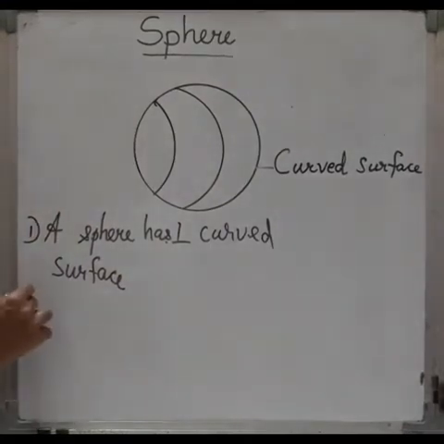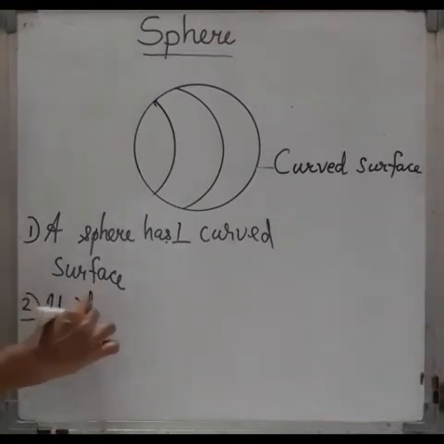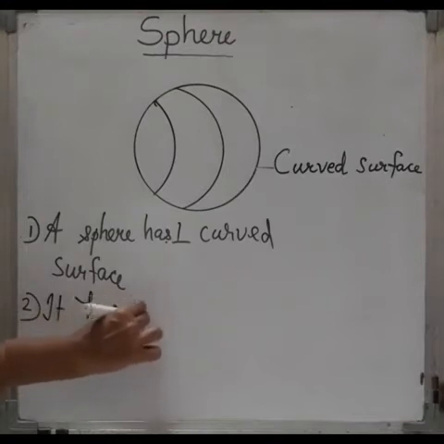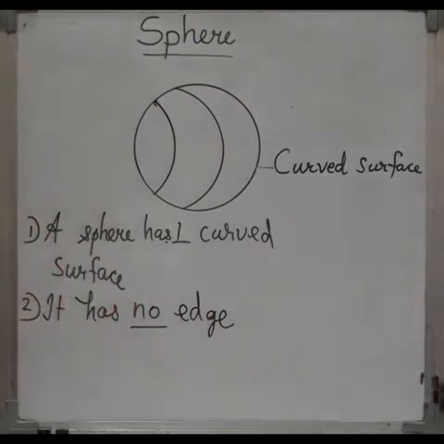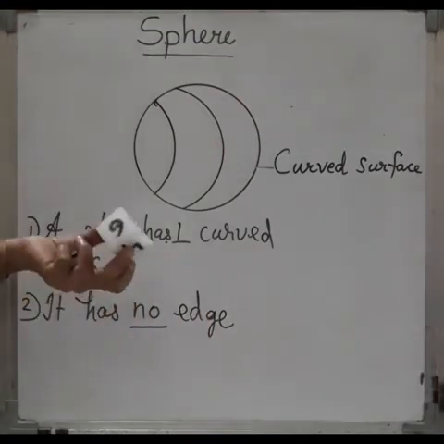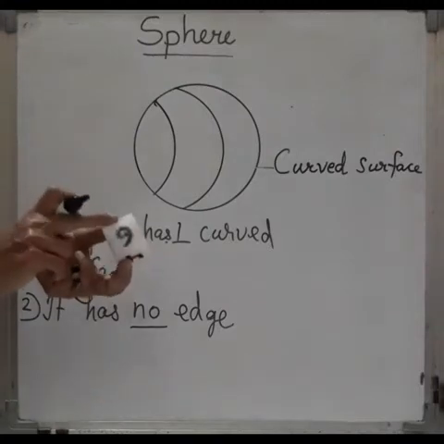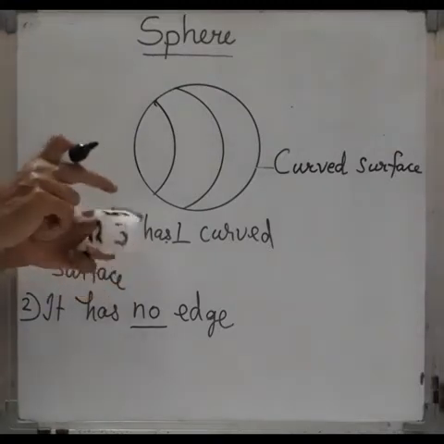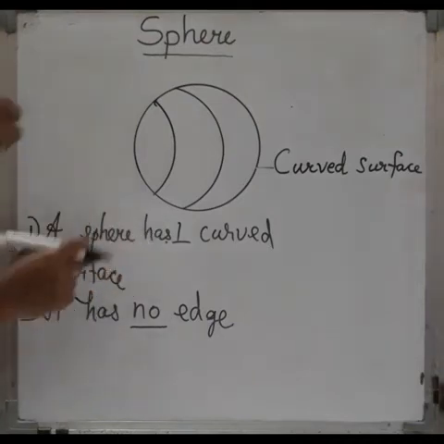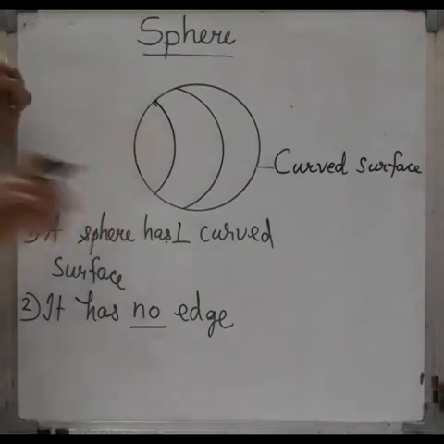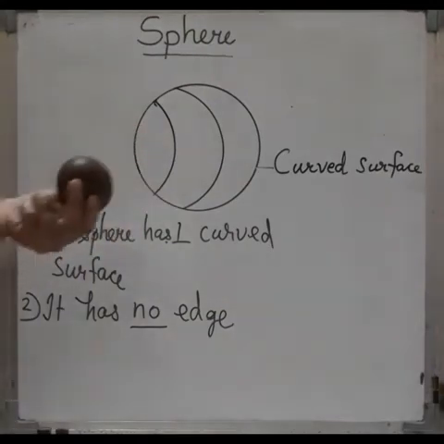And the second point is, it has no edge. Here in the case of a cube, you can see edges. This is an edge, this is another edge. You can see edges here in cube and cuboid. But here in sphere, there are no edges.